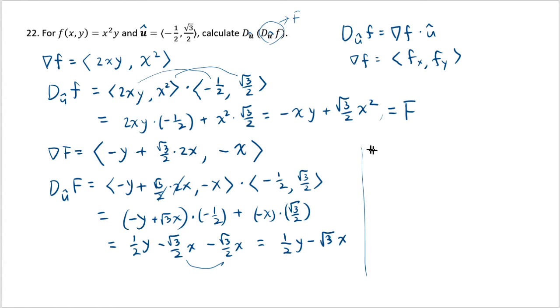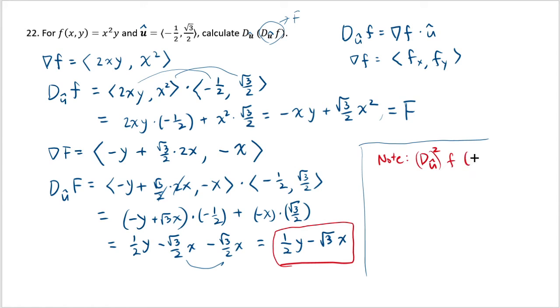Just a little more word about what this is used for. This is our final answer, right? This is the result of two derivatives, which means the second derivative, so this applied twice to f, at, say, (1, 1), if you plug in 1 and 1, would be 1/2 times 1 minus radical 3 times 1, and that's going to give you 1/2 minus radical 3, and that's negative.